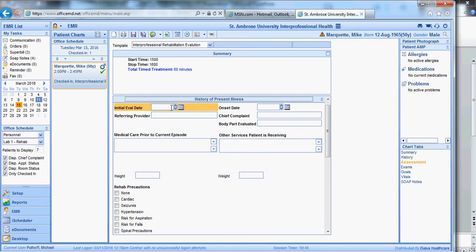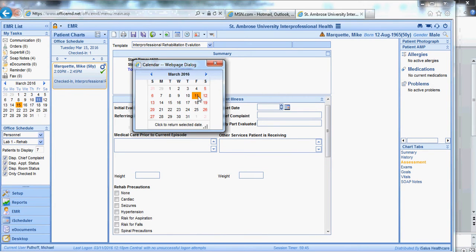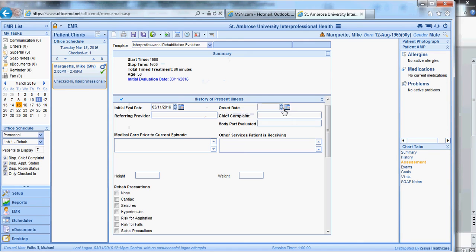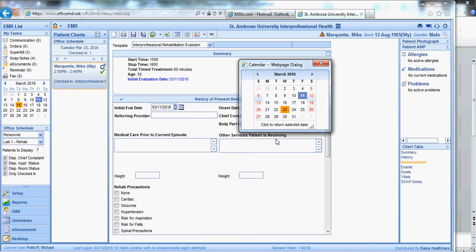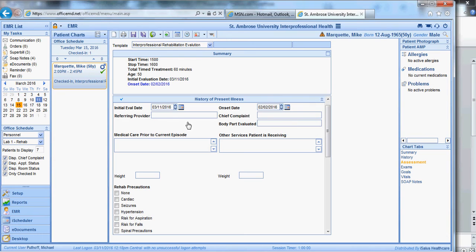So this is initial eval. We can just check that, check the date that it happened, the onset date. If this is something that started years ago or months ago, you can document it that way. Referring provider, we can do a self referral. Okay, and we have balance issues, let's say. Again, there's probably no body part evaluated in something as generic as balance issues. And you kind of type in things as you go.